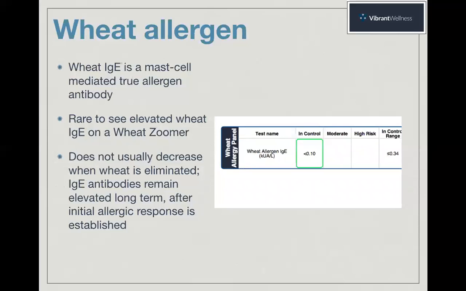Wheat IgE is a mast cell-mediated true allergen antibody. It is rare to see elevated wheat IgE on a Wheat-Zoomer, as these individuals typically know they have a wheat allergy, usually from a young age, and are not already consuming wheat. Therefore, usually a gluten sensitivity is not suspected. However, the leaky gut panel is still clinically relevant in these individuals should you choose to draw it, as they may have leaky gut and they may still be consuming gluten in the form of barley or rye.